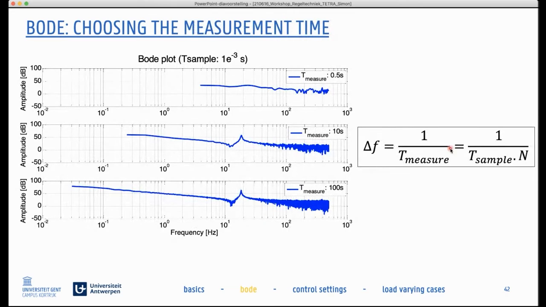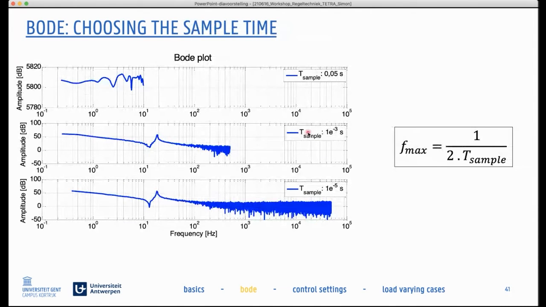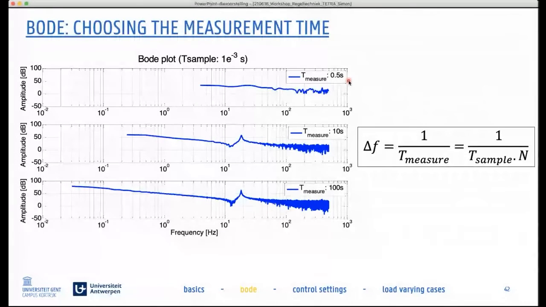We did the same for the measurement time. We started with a short measurement time. Then you see your Bode characteristic, which was taken at a sample time of 1 millisecond, which was the best from the last slide. We select here 1 millisecond as the sample time. Well, we can play with the measurement time. Take a very short one, then you don't have a lot of detail in your Bode characteristic.